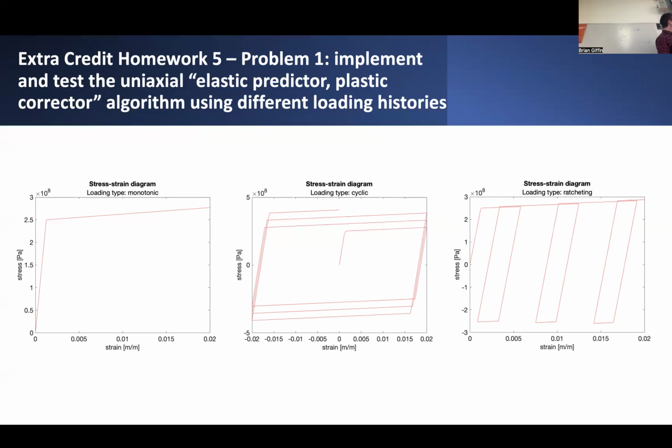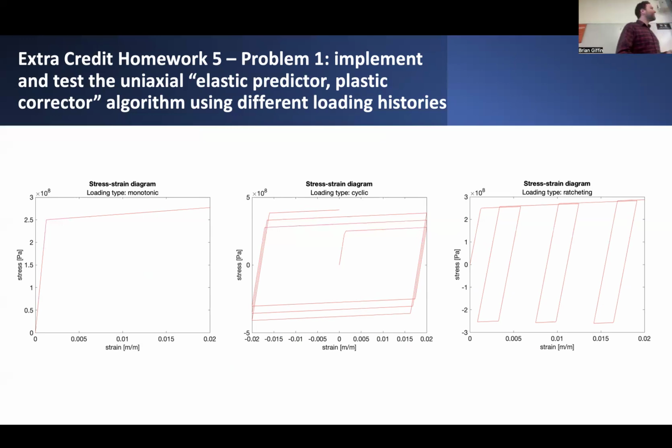So it starts at 0 strain and linearly increases that value of strain. And what you should expect to see is something that looks like initially elastic behavior and then subsequently plastic behavior with some kind of characteristic hardening slope.